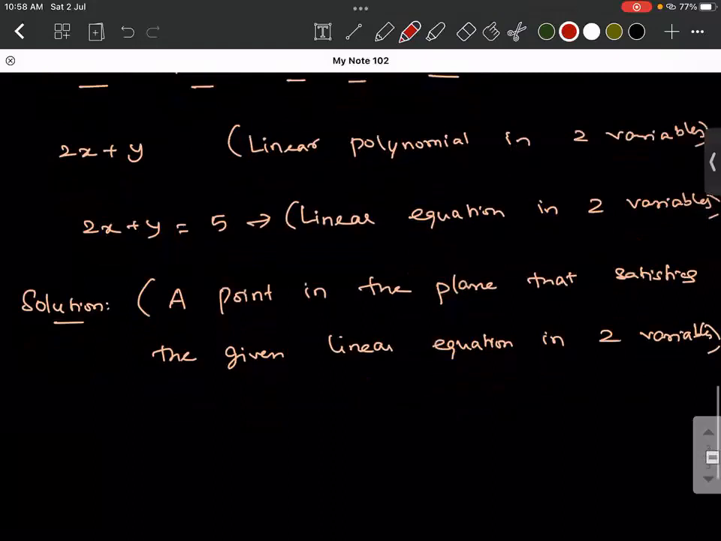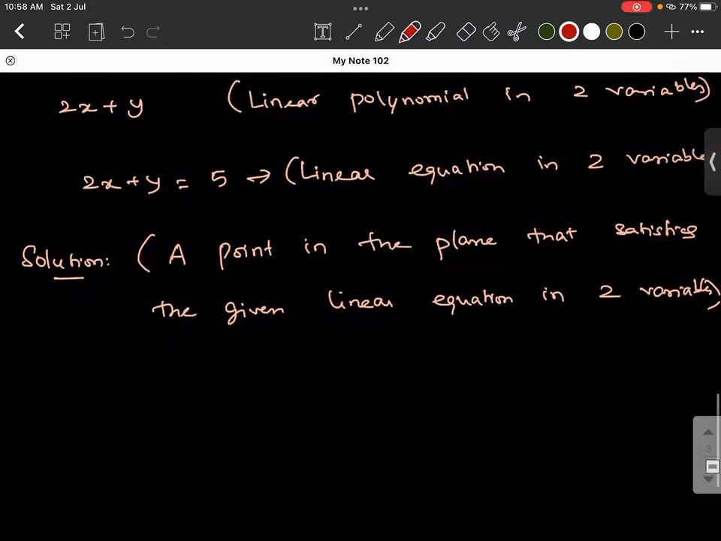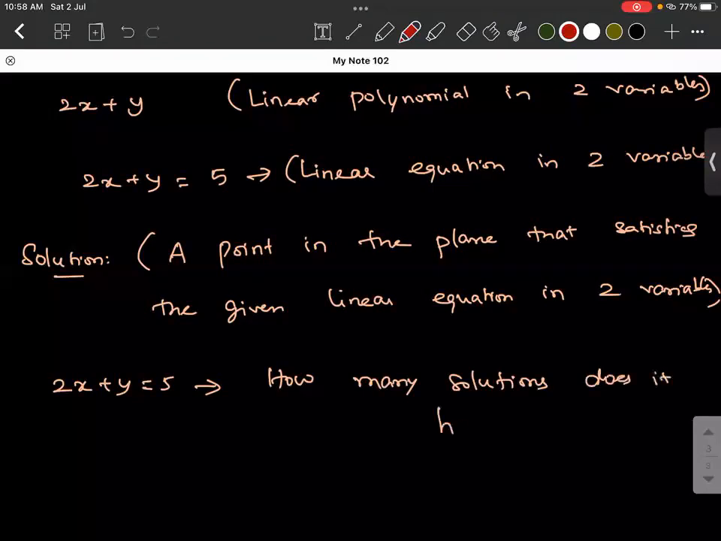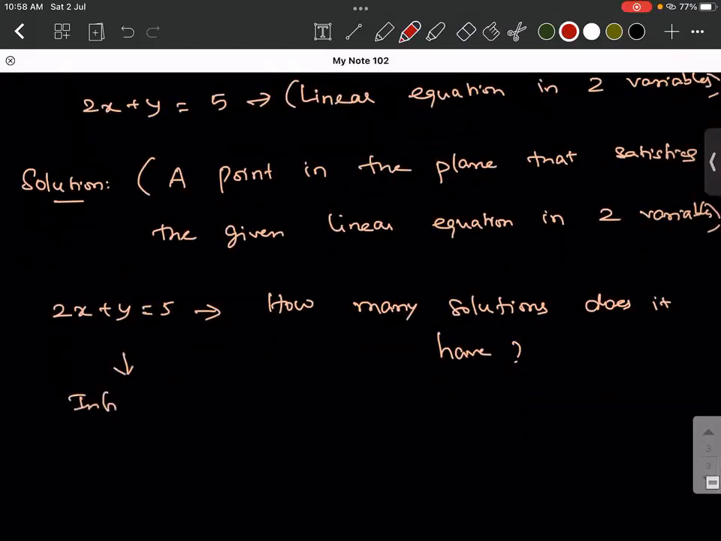Okay. So a point in the plane that satisfies the given linear equation in two variables is what is called the solution of that equation. Now I am giving you the same equation, 2x plus y is equal to 5. I ask you how many solutions does it have? So it has infinite solutions. Why? Because this is a line which is comprised of infinite number of points, right?